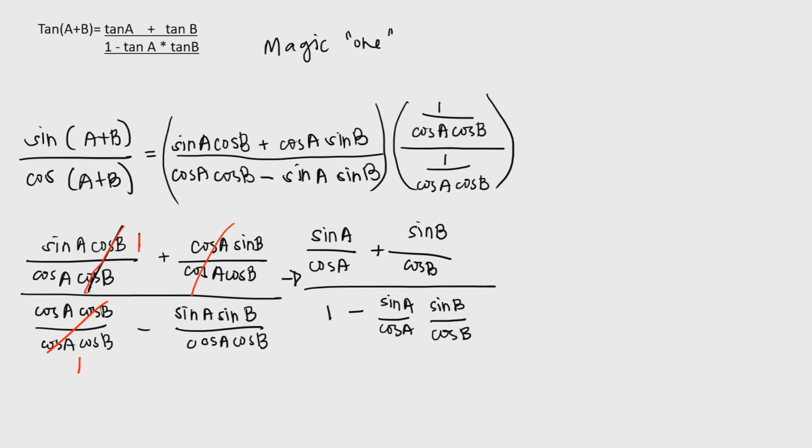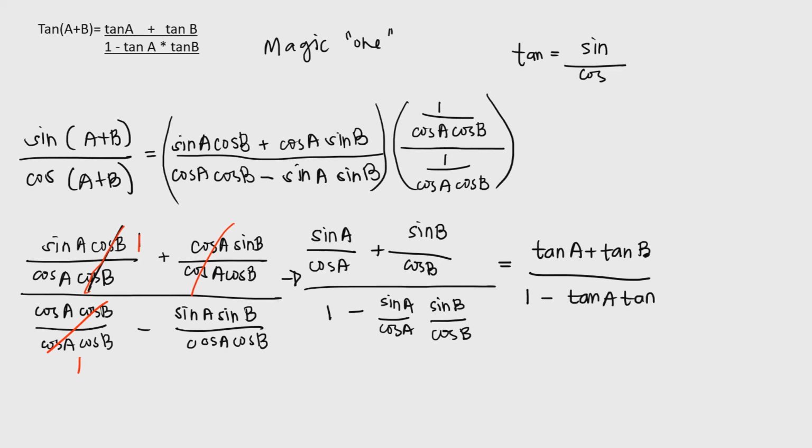Okay, so as we mentioned earlier, tan is also equivalent to sine over cosine, which also means that this equation is also equivalent to tan A plus tan B over 1 minus tan A times tan B. And now we have proved our equation.